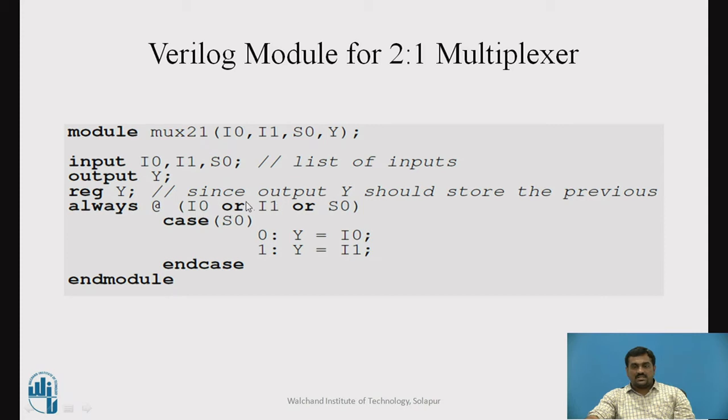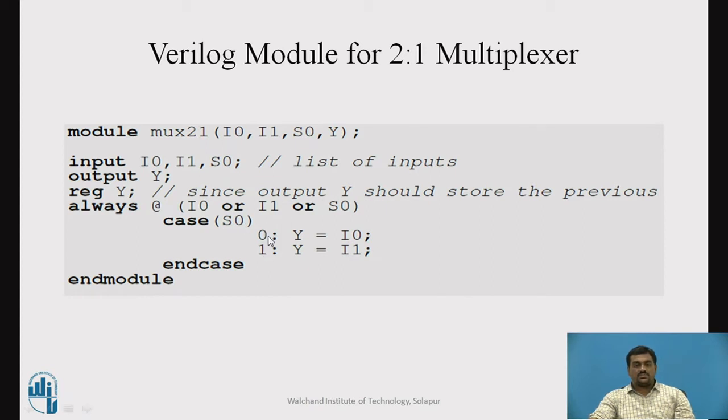Generally inside this bracket is the OR operation of the inputs, so it is I0 or I1 or S0, which are our three inputs. The meaning here is that for any valid input change on I0, I1 or S0, this always block is going to get executed. Inside there you can see the case statement, which is similar to C programming. Inside the bracket you can see S0, which is our select input. There will be two cases: since S0 is a single bit binary number, it can take either of the two values 0 or 1, and these are shown here.